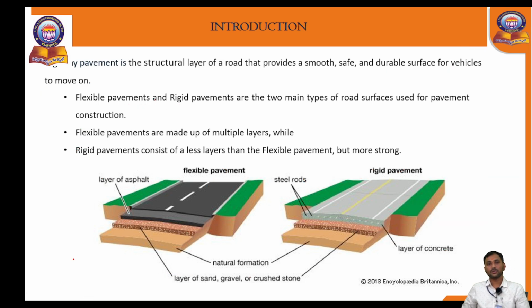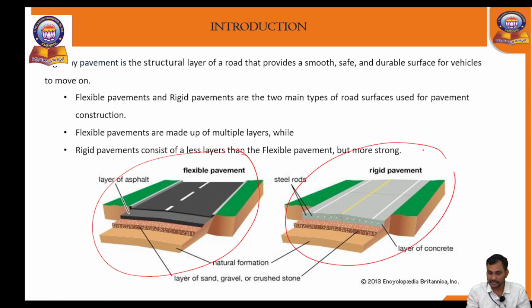You can observe a small image on the screen. One is a flexible pavement, another one is the rigid pavement. You observe just a small thing here. Here the first layer is there, next the second layer, third layer, fourth layer. So what is the fourth layer? Nothing but the surface layer.